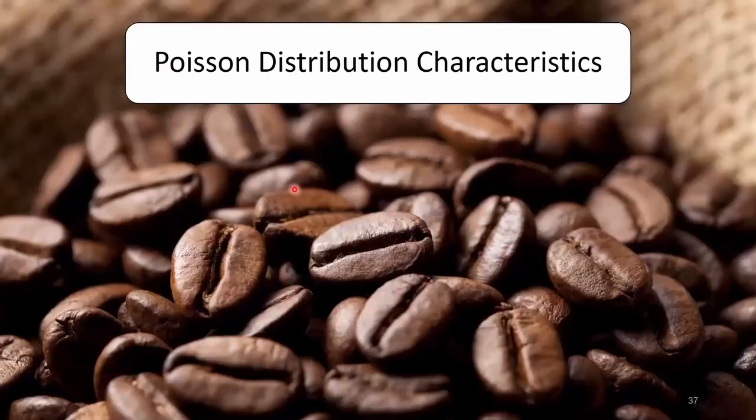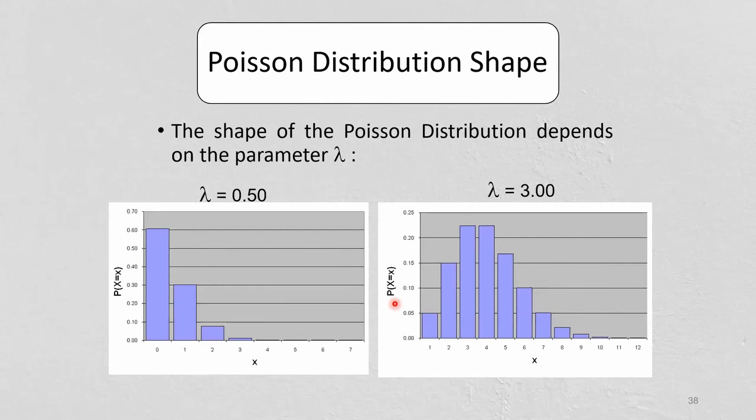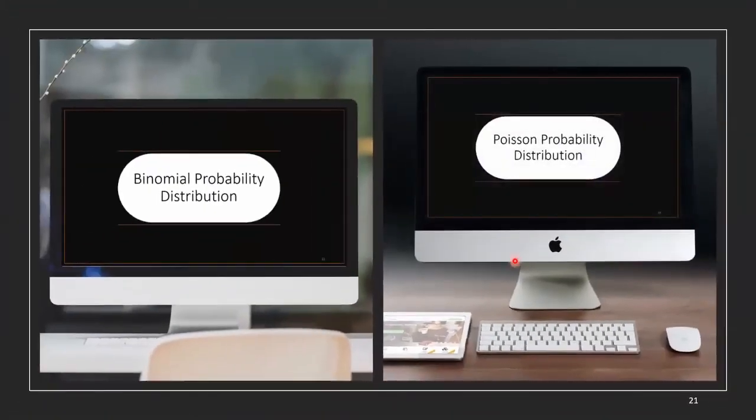Some of the characteristics, like we looked at for the binomial distribution: the mean in the Poisson distribution is given by lambda, and the variance is also given by lambda. So it's very easy to keep in mind. The standard deviation is simply the square root of the variance. Now, just like the shape of the binomial distribution depended upon the probability of the event of interest and the sample size n, the shape of the Poisson distribution depends on the parameter lambda. As lambda increases, you can see how the distribution changes. So these are the two distributions that I wanted to talk about under discrete probability distributions: the binomial probability distribution and the Poisson probability distribution.